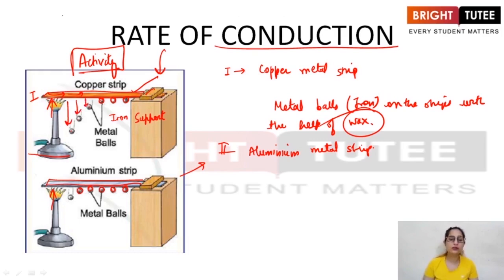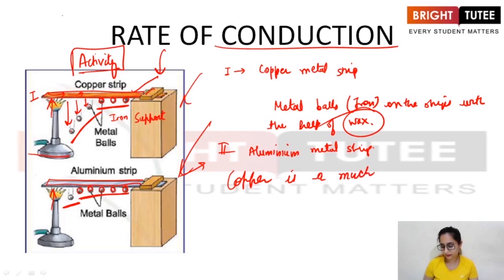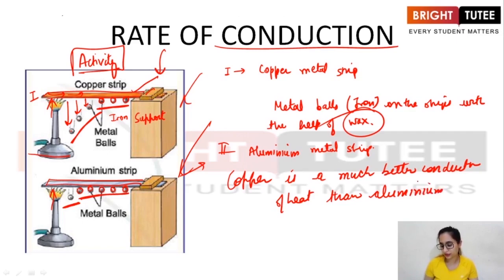As the wax has melted down, the metal balls come falling down, right? So in the first picture you see that 3 metal balls have come down and 3 are still on the rod, right? But in the second case you saw that only 1 metal ball has fallen down while 5 are still stuck on the metal strip. This tells us that copper conducts heat much better than aluminium, because with the help of this activity we can say that the copper strip is a much better conductor. Copper is a much better conductor of heat than aluminium.